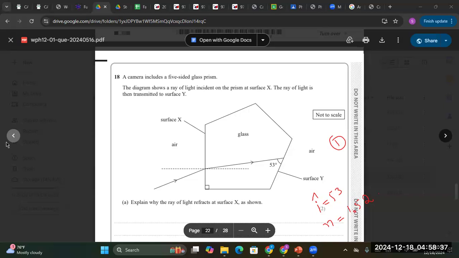Are we going to use refractive index equals to 1 over sine critical? Sin C. Yes, correct. Good. So use that formula and see if you can figure out what the critical angle should be.